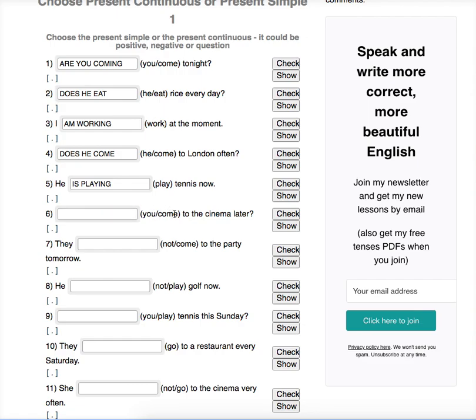you come to the cinema later. Look at this, later. Simple or continuous? Is present continuous. Why? Because it's an action that in a soon future, yes, you are going to do that. Okay, very good. It's a close future, a near future. So, of course, continuous because we are talking about future. How can you do it, Samu? It could be to the cinema later.